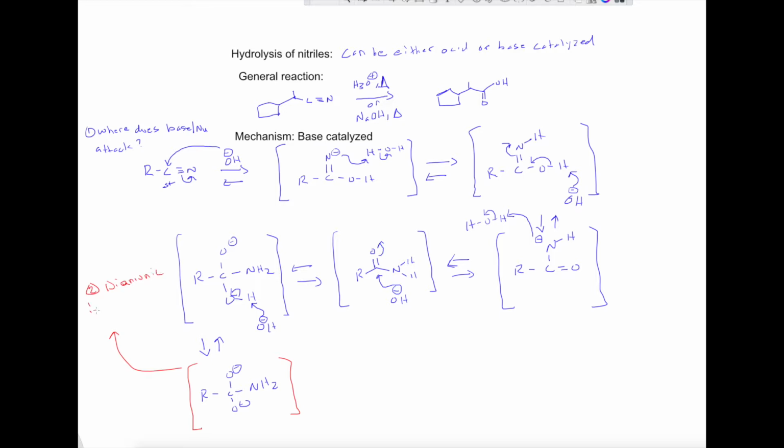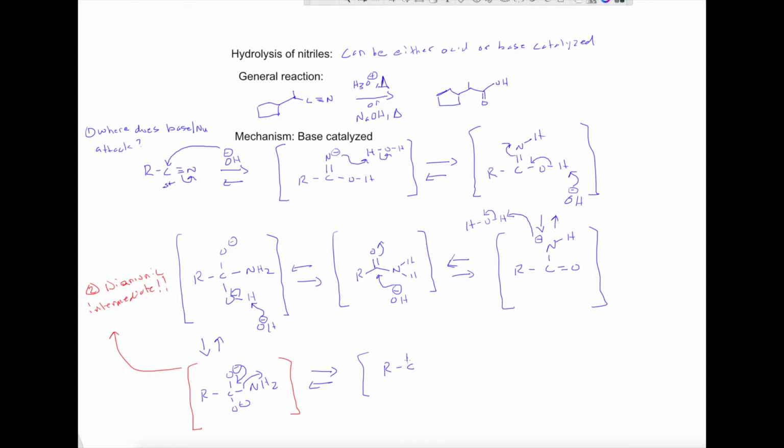So again, when you're looking at this dianionic intermediate, you'll note that you cannot kick out just a plain O minus by itself, right? So the only thing that can possibly leave here is the nitrogen. Now, even though NH2 minus is a terrible leaving group, there really is no other way for this to go, so it will indeed kick that out.